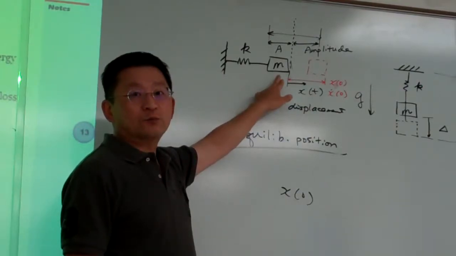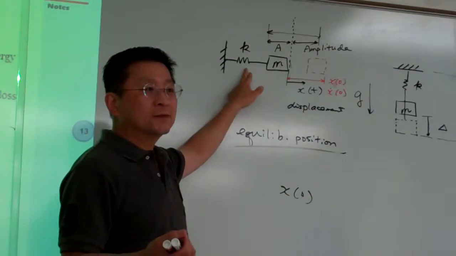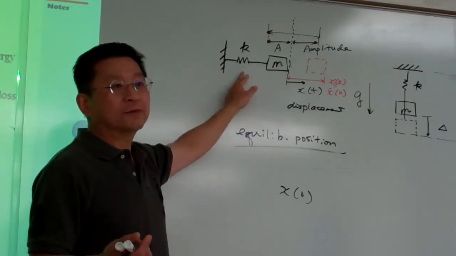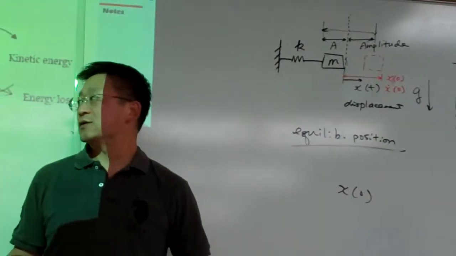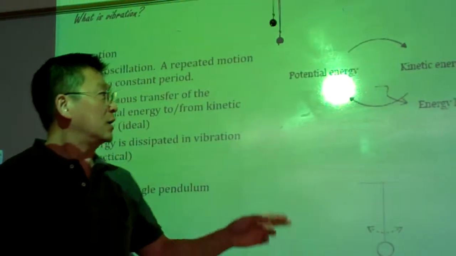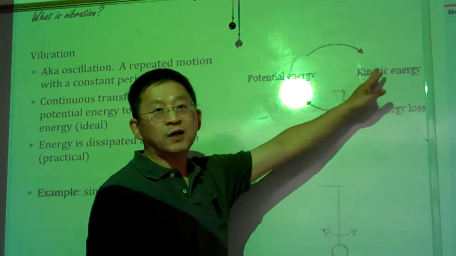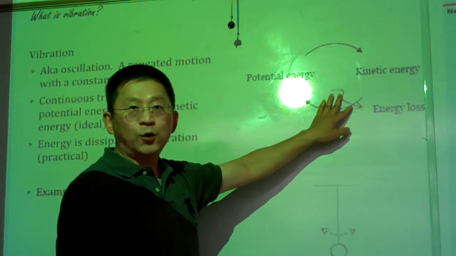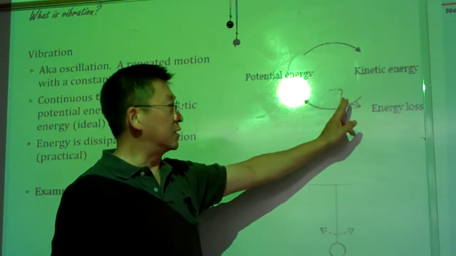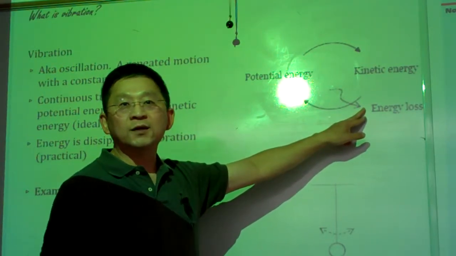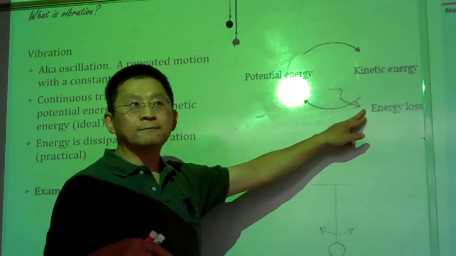Okay. But in practice, all systems have friction. Friction means damping. And what is damping? Damping is to dissipate the energy. So in practice, in a cycle of the energy transfer between the two types, a little portion of the energy is going to dissipate through friction. And this kind of dissipation is one way. It's not reversible.